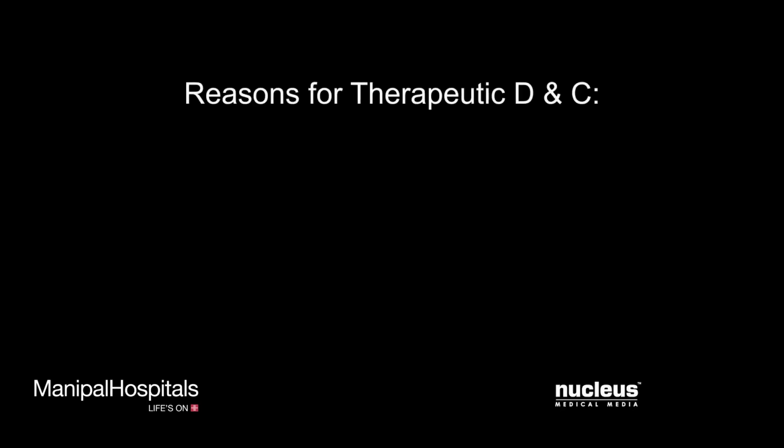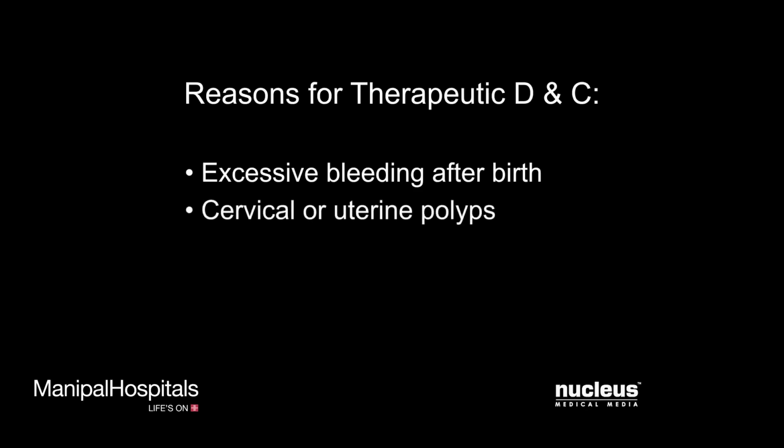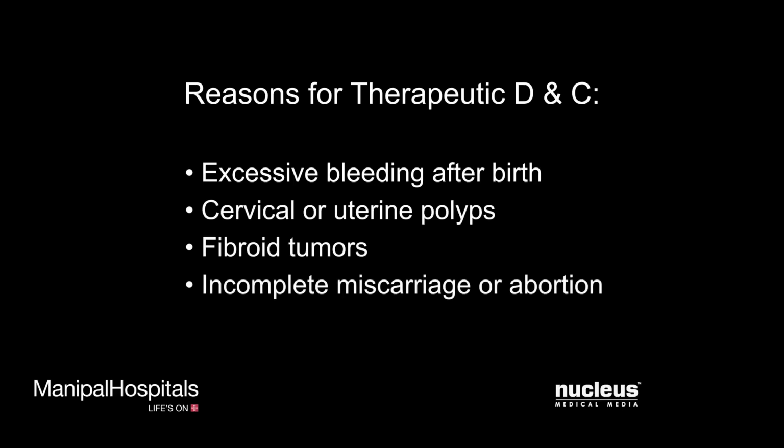A therapeutic D&C may be performed to treat certain uterine conditions, such as excessive bleeding after birth from remnants of the placenta, cervical or uterine polyps, fibroid tumors, which are benign tumors formed on the uterine wall, and incomplete miscarriage or abortion, in which parts of the embryo or fetus or associated tissues remain in the uterus.